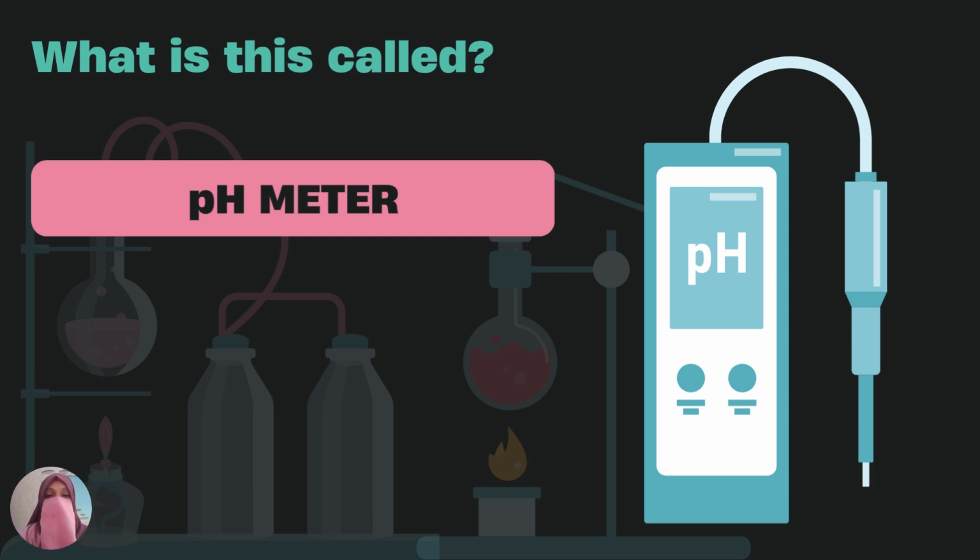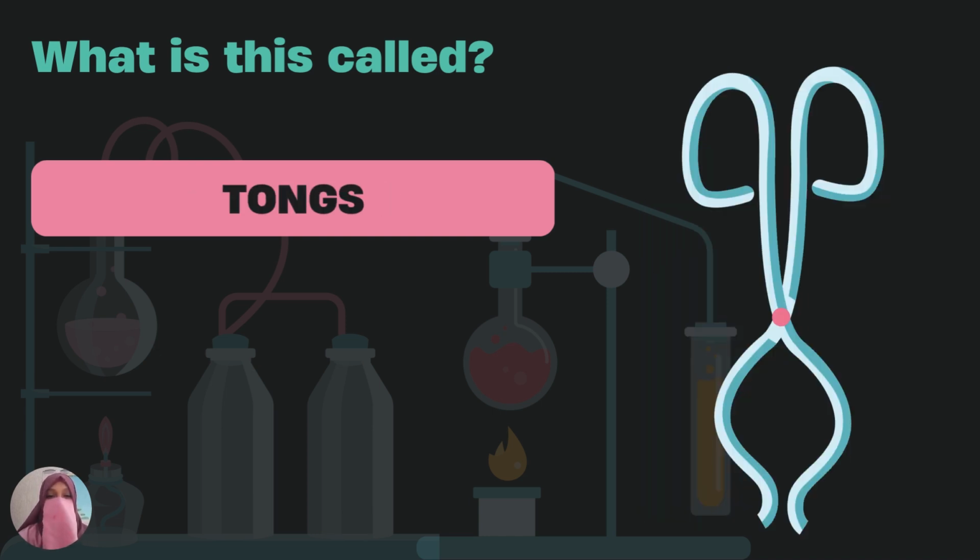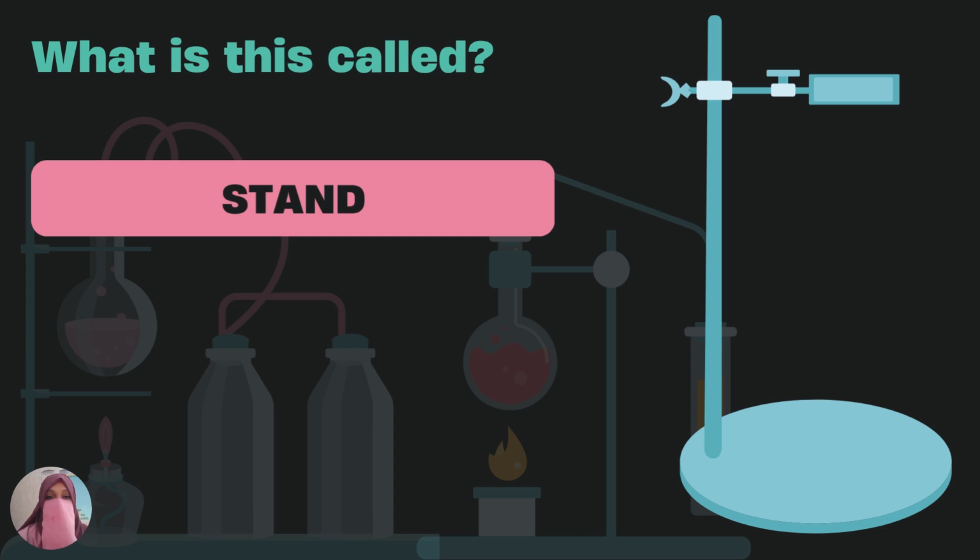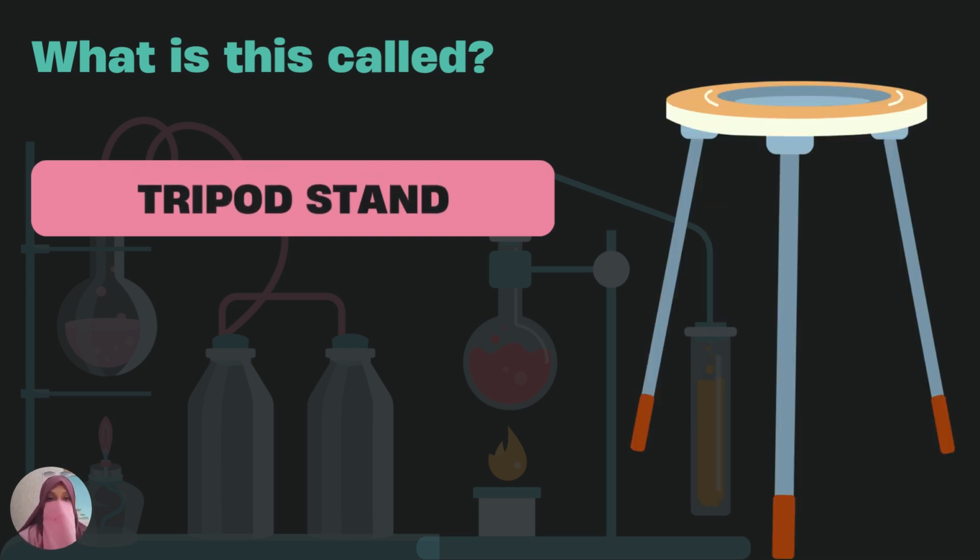It's a pH meter. What is this called? It is called tongs. Not a scissor, tongs. What is this called? A stand. It's a simple stand. Now, what is this called? This is not an ordinary stand, it's a tripod stand with three legs.